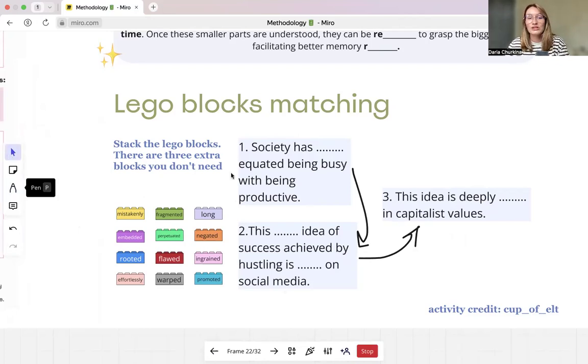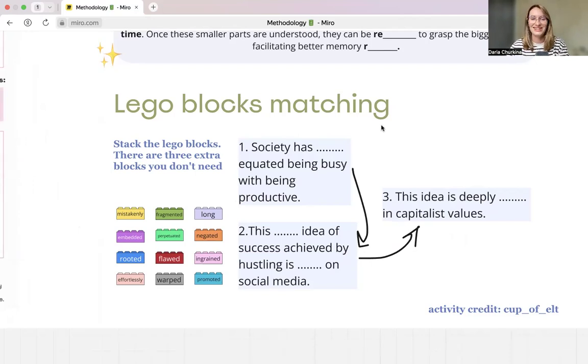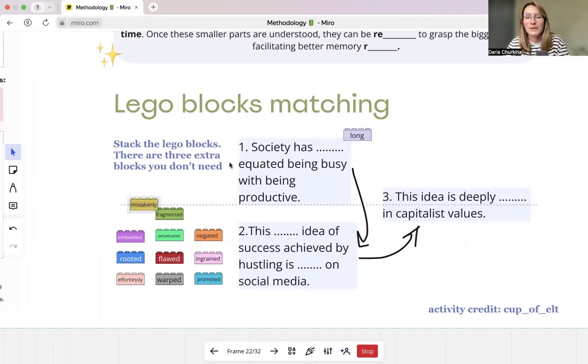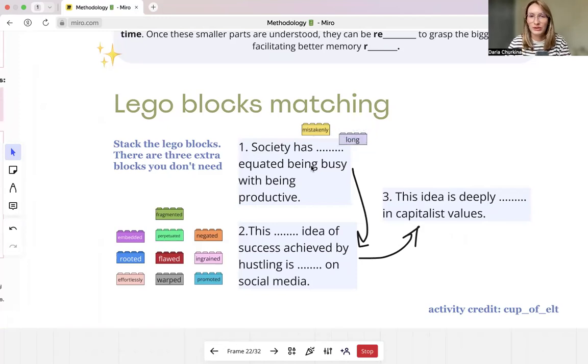And our task was to fill in the gap, but just the way it's all presented, it is so engaging that you have to stack the Lego blocks in the gaps, and it's rather unusual, I believe. So for example, society has equated being busy with being productive. And okay, you're thinking, what should I put there? So probably has long equated, and also mistakenly equated being busy with being productive.